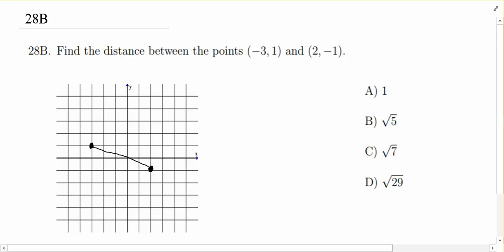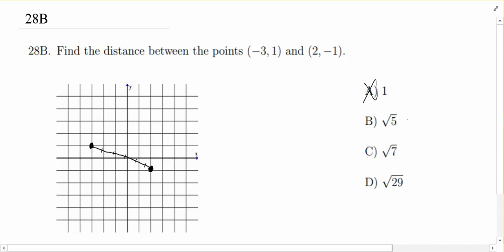You can say it looks like it's about 1, 2, 3, 4, 5 and change. So it looks like about 5 and change if we're just sort of putting tick marks about how far one unit is. So it's definitely not 1. It's definitely more than 1.